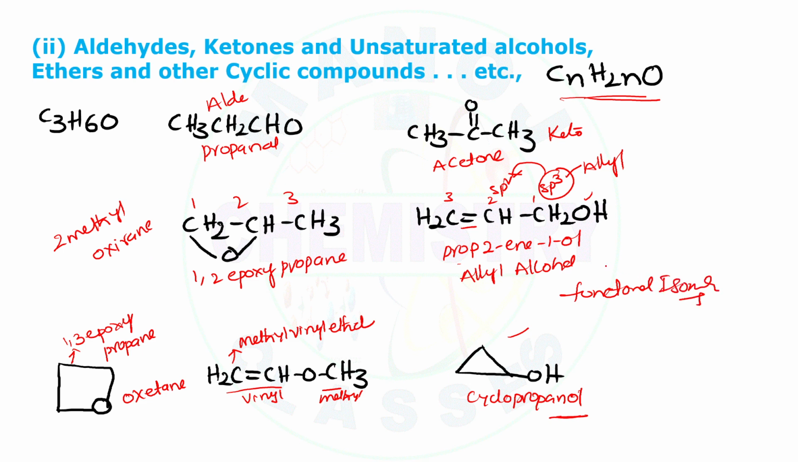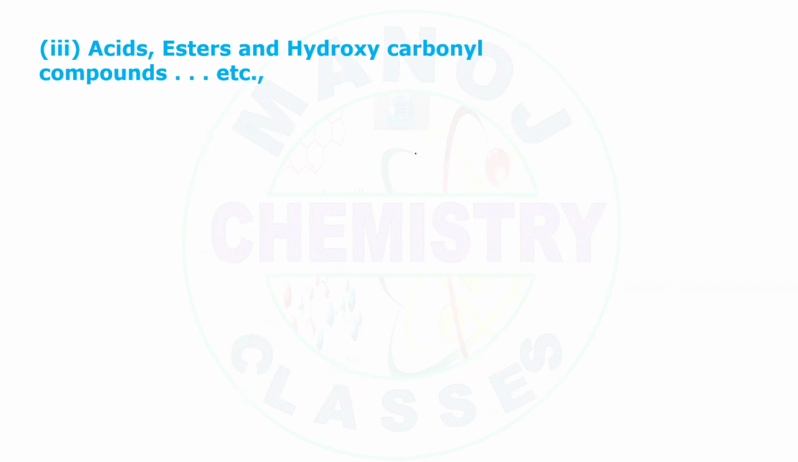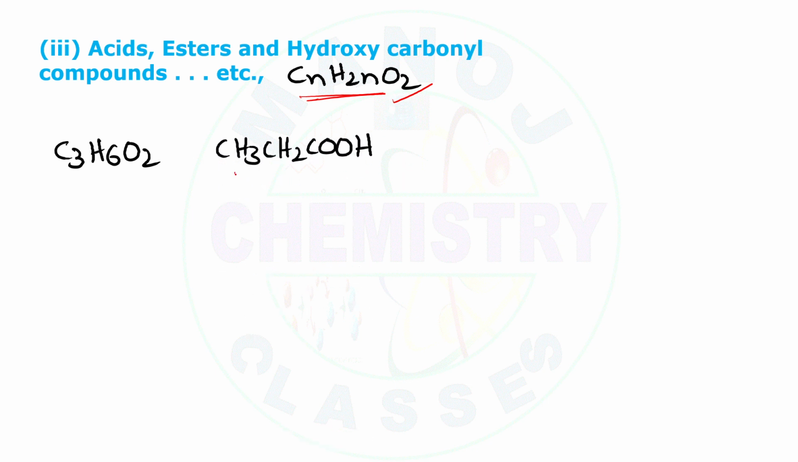Aldehydes. Whereas if you take one more example, acids, so carboxylic acids have the functional group COOH. Carboxylic acids, esters, and hydroxycarbonyl compounds are some functional isomers. The general formula is CnH2nO2. For example, I have taken a simple C3H6O2. It can be written as propanoic acid.